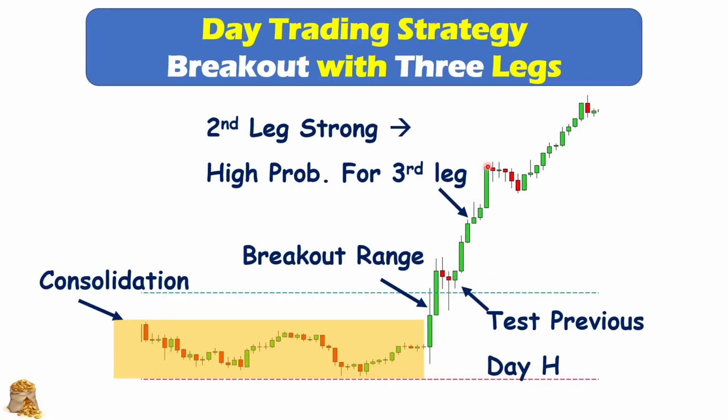After the second leg finishes, take a look at the pullback. The pullback is very shallow. This also confirms a higher probability of the third leg. So if you're holding your position, you can trade for the third leg and then make more profit.